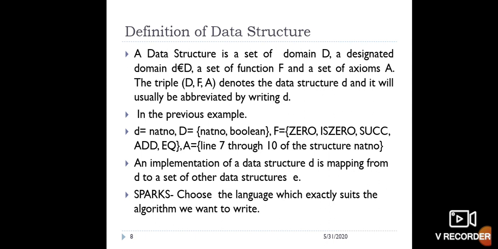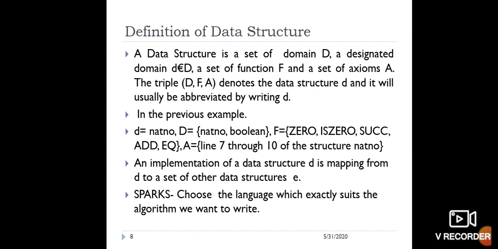F is the functions. What are the functions you are using in that particular data structure? That is 0, a constant function. Is 0 is a Boolean checking function. Successor will go to the next term. Add is a function which will add two numbers. And equals is a Boolean function which will check whether two numbers are equal or not. All these are the functions which you specify in the declaration, and A stands for axioms. That is coming in the later part of your structure.